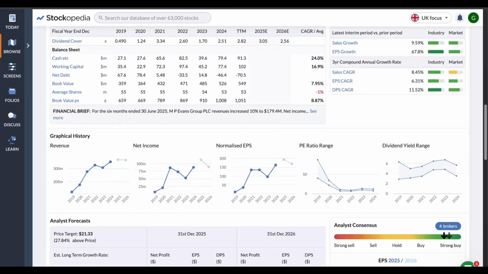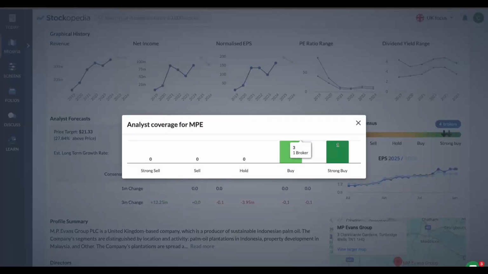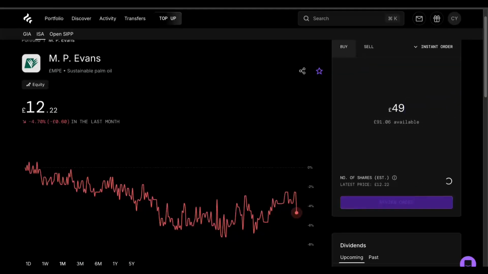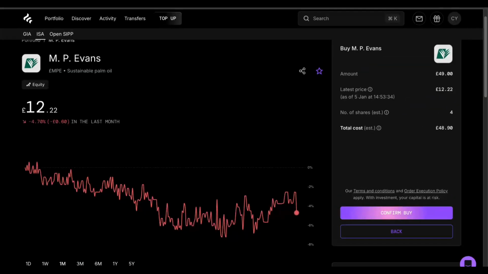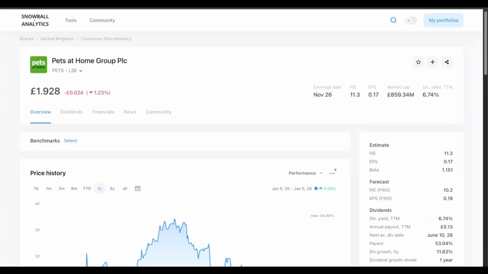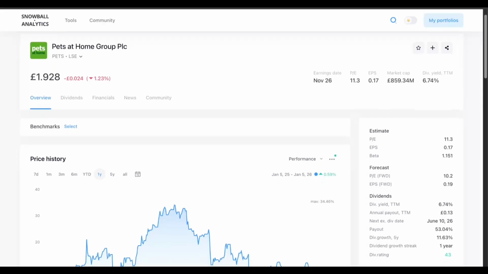And if I continue scrolling down, we can see the analyst consensus is that it's currently a strong buy, with there being 1 buy and 1 strong buy, and their current price target is 27.84% above the current price at $21.33. I'm going to be adding 4 shares to this one, which is going to cost me £48.90. This now leaves me with £90 left to be invested.